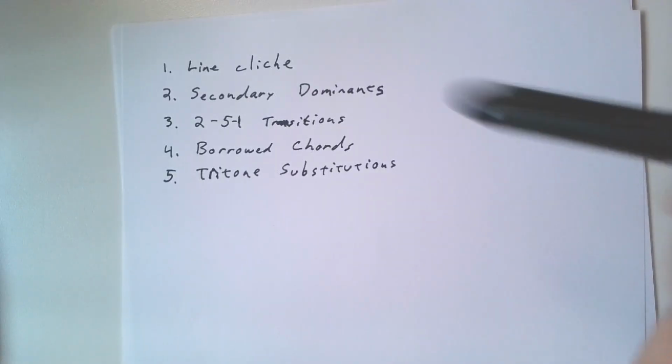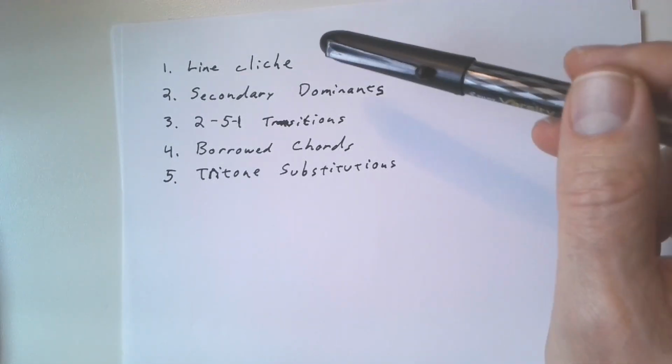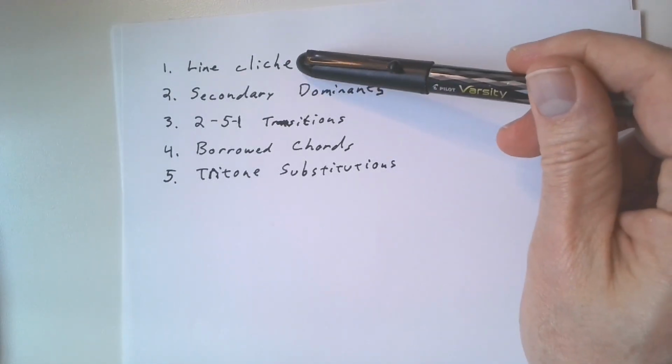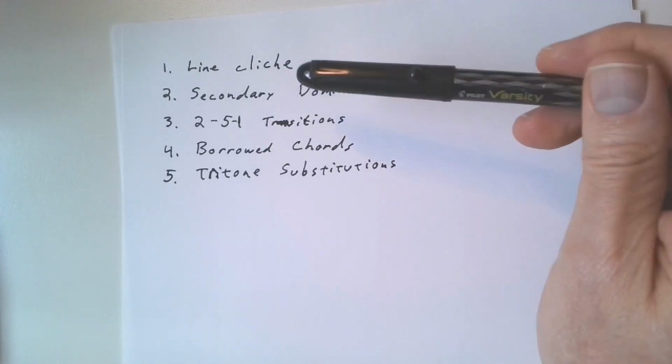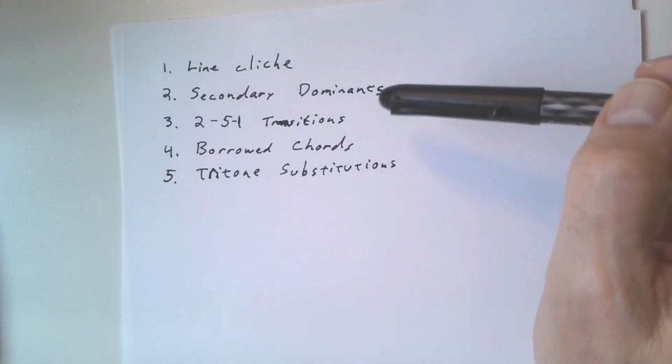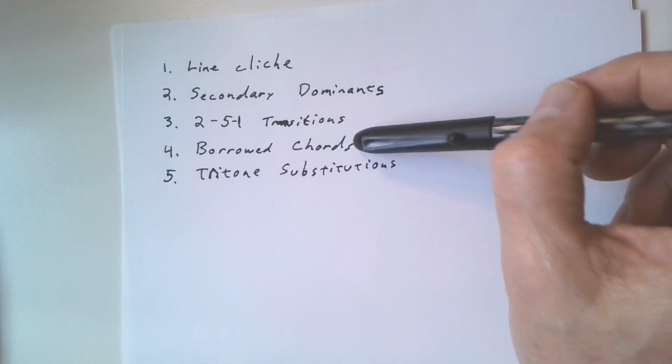All right. So line cliche is a line of chromatic notes that sort of fits in with a chord progression. Okay? So that's what a line cliche is. In this list of ways to break out of the diatonic box, first off, I listed line cliche. A line cliche, by definition, can't be diatonic notes. So that's one way. We've already been over secondary dominants, and we've already been over borrowed chords.